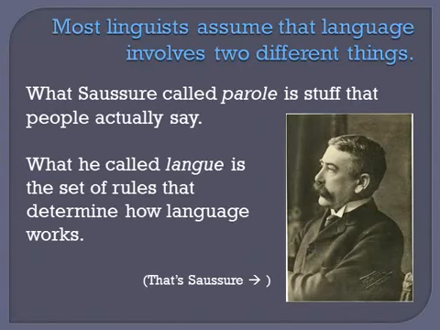Langue is the whole system of language, and parole is the actual output of that system. Or another way to think about it is that langue is what you can do with language, and parole is what you actually do with it. This distinction becomes important because it's very similar to a distinction that Chomsky makes between competence, what you can do, and performance, what you actually do.